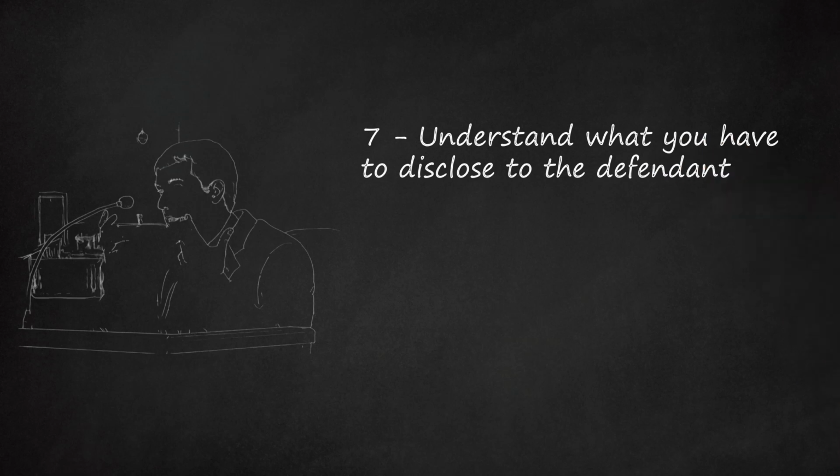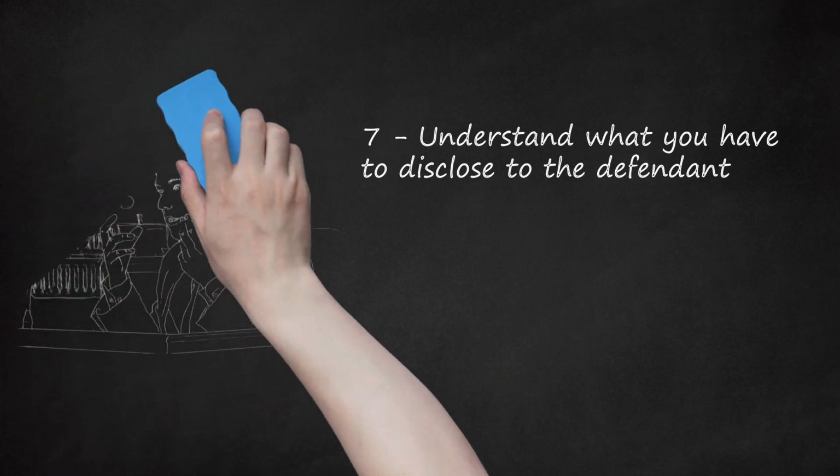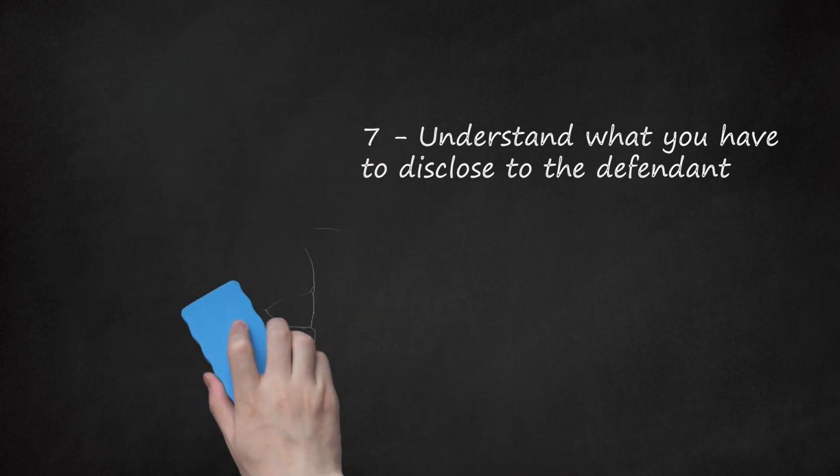7. Understand what you have to disclose to the defendant. In regular family law cases, you would be required to disclose the evidence you plan to present to the defendant before the actual hearing. This general rule gives the defendant an opportunity to prepare and rebut anything you present. However, the Arizona Rules of Protective Order Procedure explicitly state that these general rules do not apply in protective order hearings. Therefore, unless the judge orders you to make disclosures, you are not required to show the defendant what you plan on presenting.